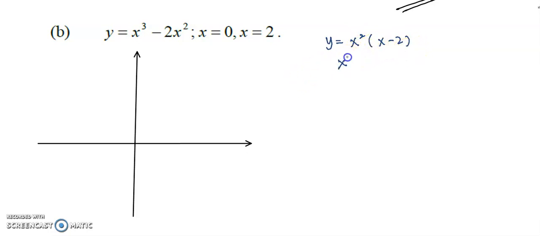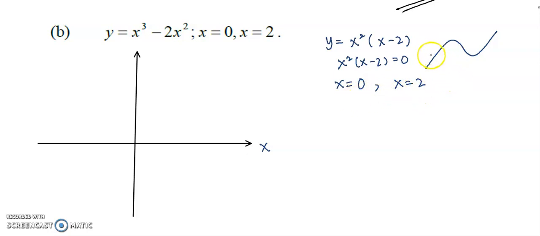To sketch the graph, I will let y equal 0 so that I can find the x-intercept. Let this equal 0, you will have x equals 0, and the other root will be x equals 2. That means your graph will pass through the x-axis at x equals 0 and x equals 2. So probably for the cubic function, you have this shape. You will have two turning points. And so how am I going to sketch this curve, this shape, where it passes through x equals 0 and x equals 2?